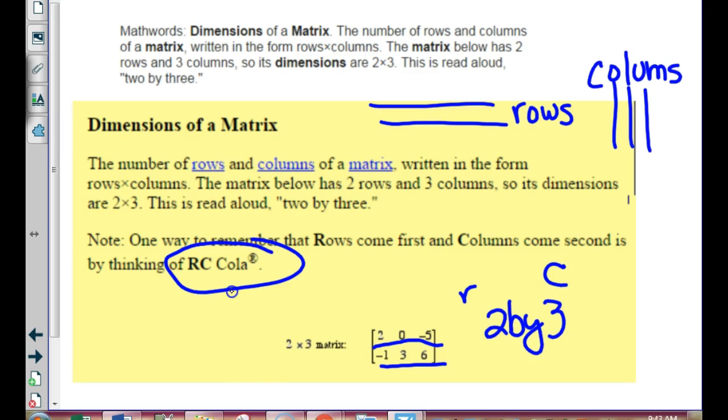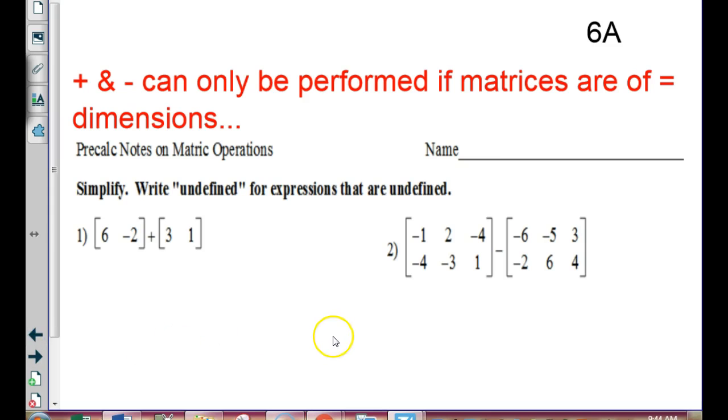This is really old. They talk about RC cola. Do some of you know what RC cola is? Okay. Because most people don't, that's not one of the big ones anymore, but it's cheap.